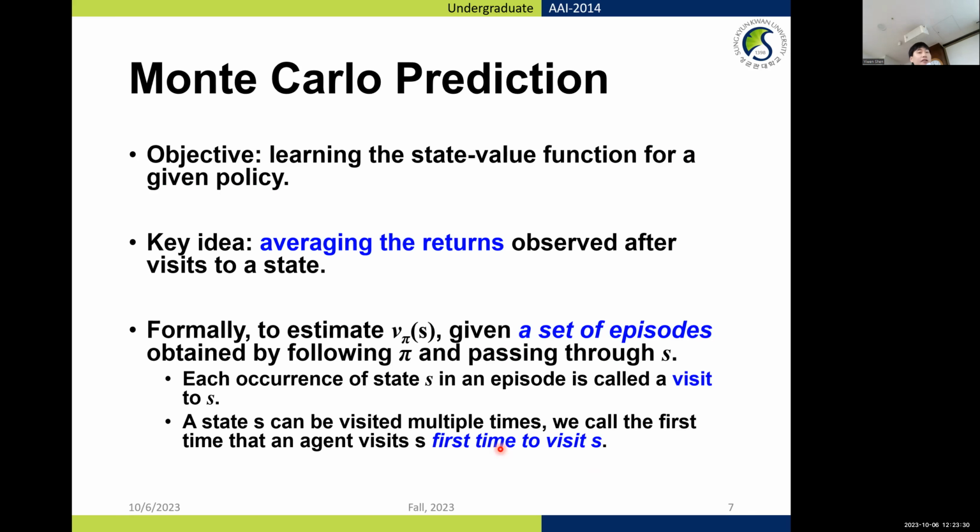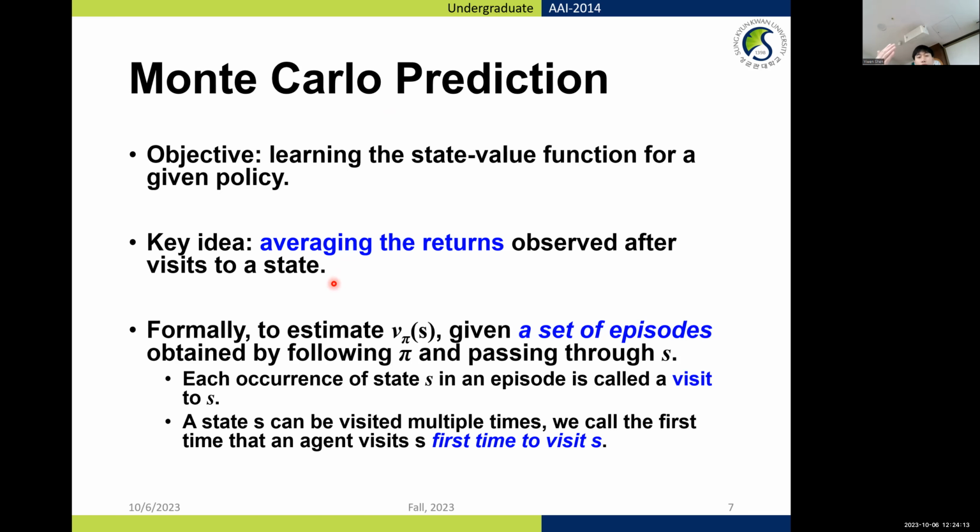So the key idea here is MC prediction. From now on, when we talk about prediction, we mean evaluating the state values. Later, when we talk about control, we mean controlling the policy, using the state value and action value functions to improve it. So MC prediction means evaluating the state value function, and the key idea is that we just average the returns observed after visits to a state.